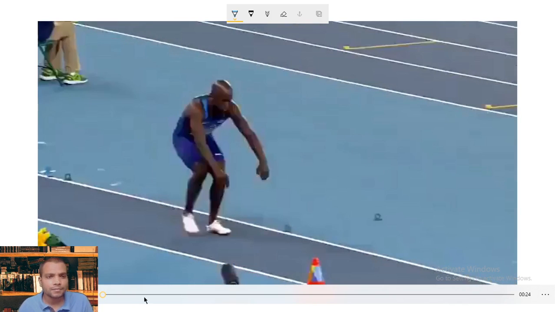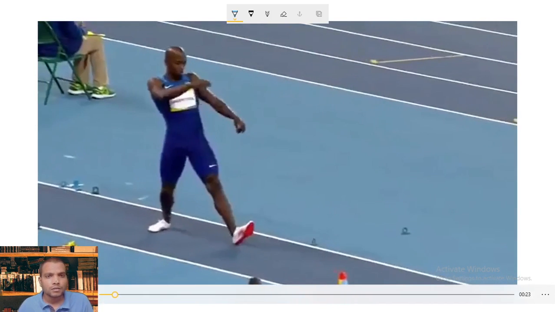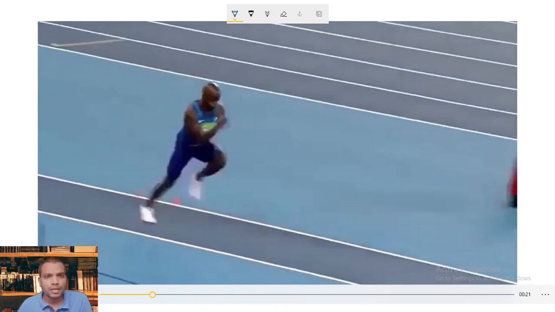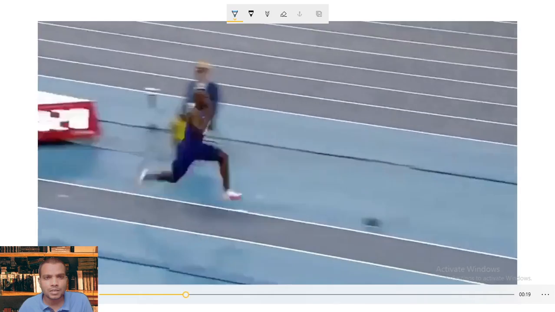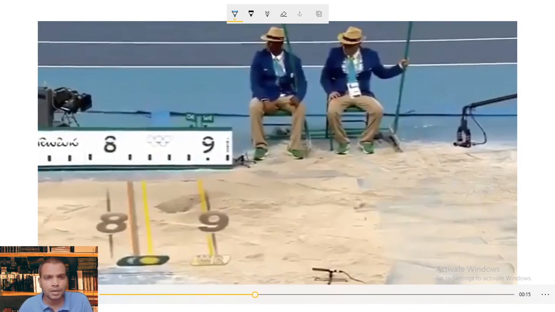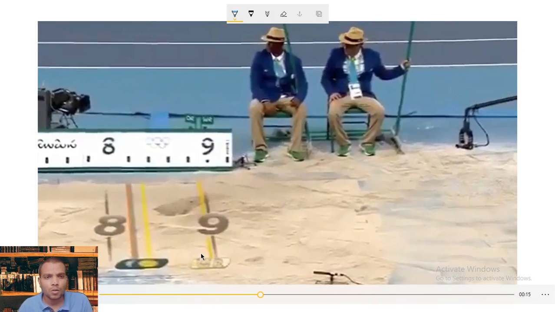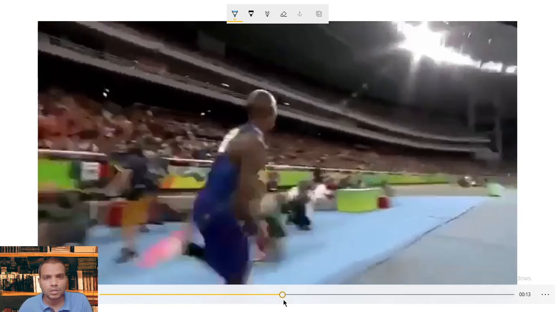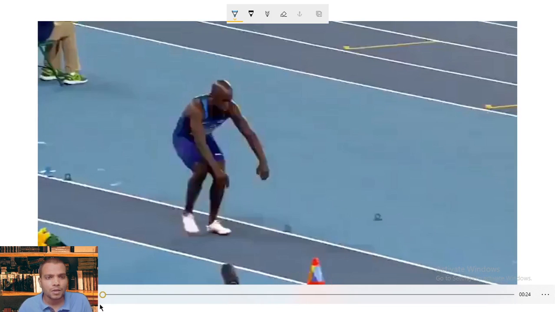Play it again. He is running fast. Now he has increased his velocity. Now he has jumped, and it's an Olympic world record. He jumped up to 9 meters. He is happy, he is running. So let us understand the physics here.